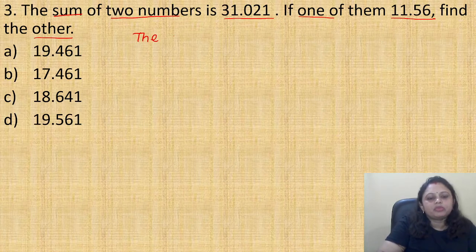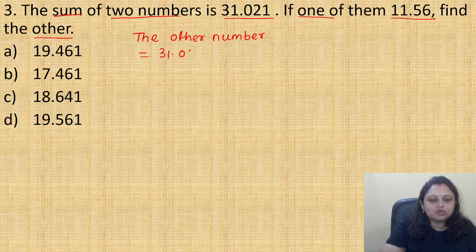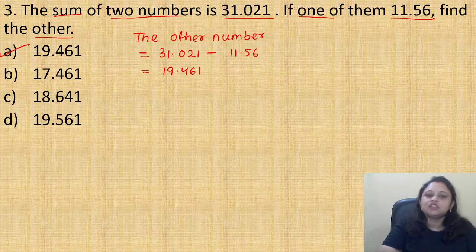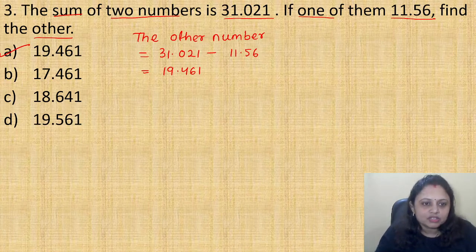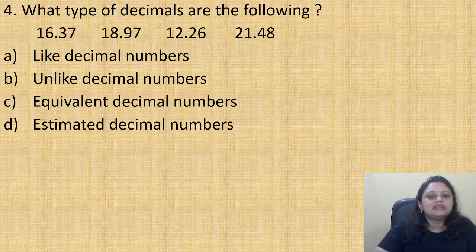So how to find the other number? The other number is equal to 31.021 minus 11.56. Just we have to subtract them. Okay, and when we subtract them, then we will find that the answer will be 19.461. So here the correct answer is option A. Coming to the next question.